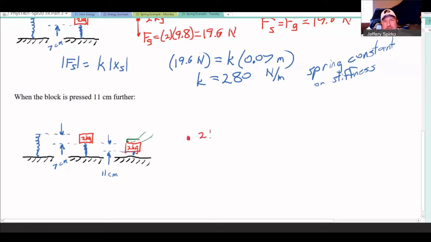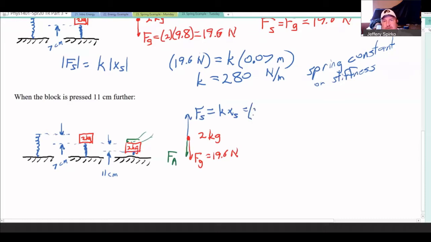So let's think about our 2 kilogram mass now. It's going to have the downward force of gravity, which is still 19.6 newtons. It's going to have the upward force of the spring, which is K times the X of the spring. And it's going to have a downward force applied. It's a normal force from the person's hand. Just call it force applied. And what do you know? Calculate this force of the spring here.